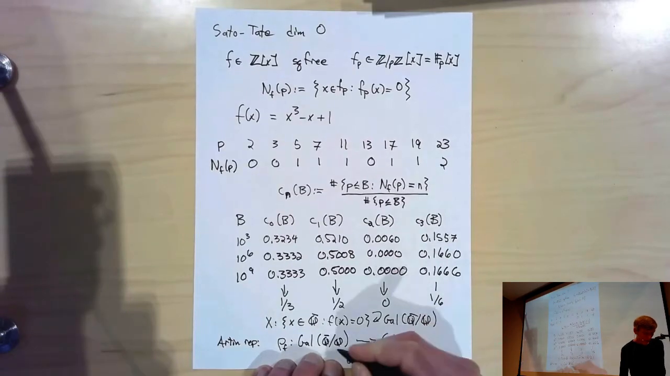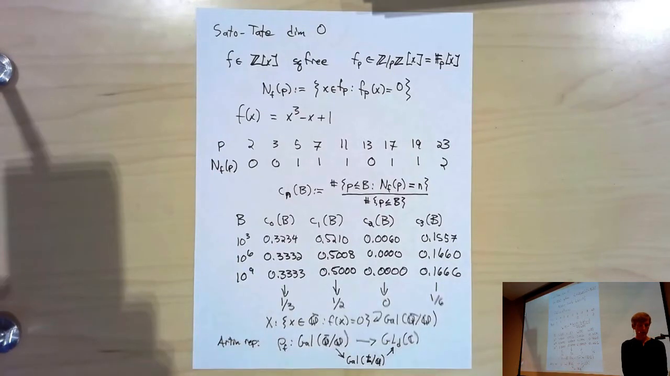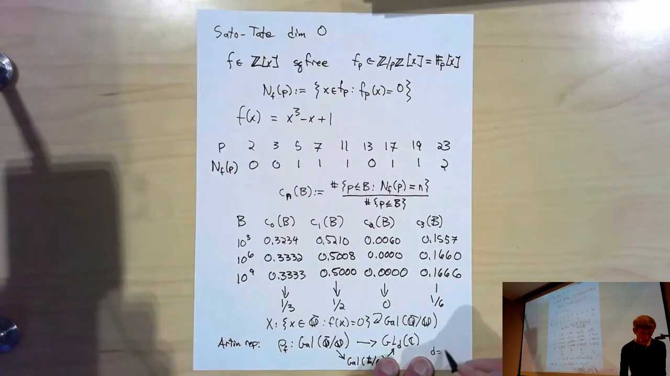Now, of course, I've written this as a representation of the absolute Galois group. But we know that it factors through a finite quotient, namely the Galois group of the splitting field of our polynomial. And you could take that as a definition of an Artin representation. It's exactly the representations that have this property. Okay, so d is the degree of f.